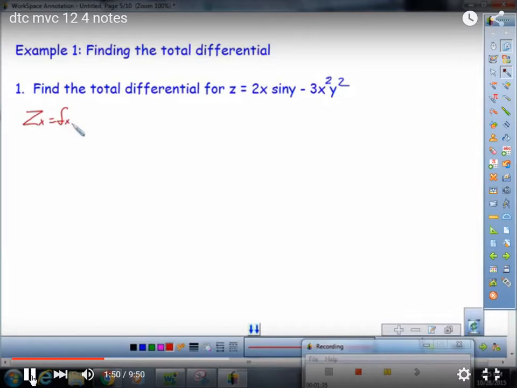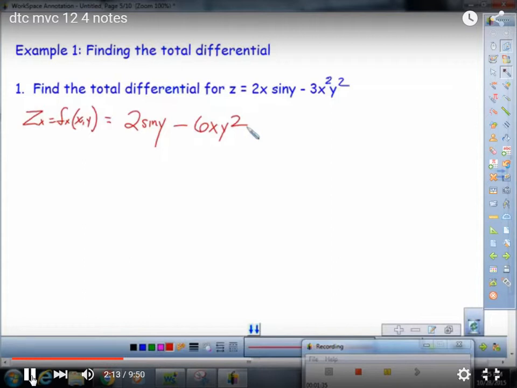So we've got our function z. Notice that it is just a function of x and y. That should be a plus there, I think. Also, we're going to write out the partial derivative with respect to x. So notice the derivative of 2x sine of y is just 2 sine of y with respect to x.